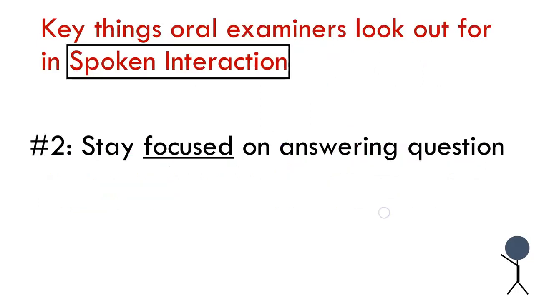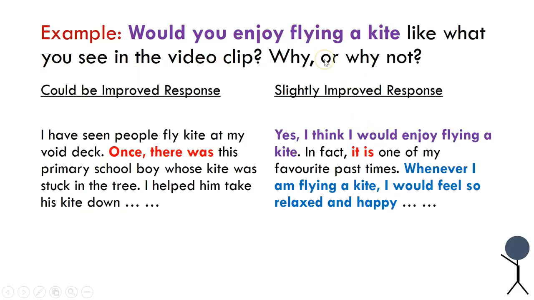The question is asking why or why not, which is covered in this part. Whenever I'm flying a kite, I will feel so relaxed and happy. So obviously why I will enjoy flying a kite is because I'll feel relaxed and happy. So you notice this question, right? Actually there are two parts to it. It's the first question, and usually the first question is the easiest, but because it is two parts, actually it's a little bit more difficult than a typical type of question.